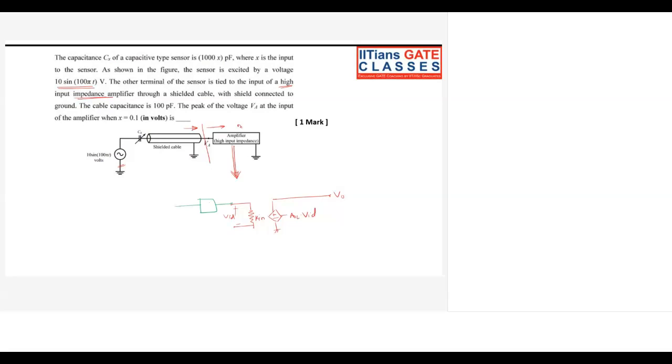It means that if this input impedance is infinite, then there won't be any current moving from here to there, right? So this is the fundamental of loading effect.